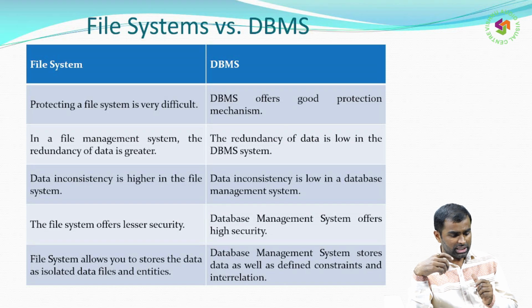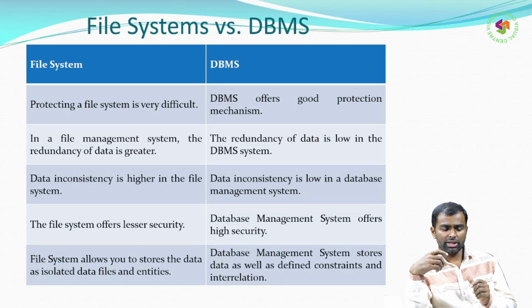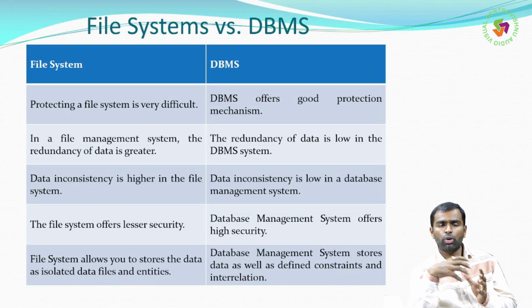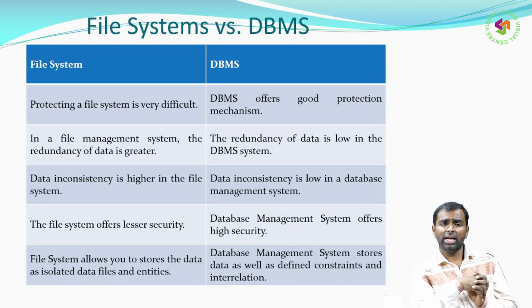Next, inconsistency is higher in the file system. So consistency is the main problem of the file system. The data is not consistent in the file system, whereas in DBMS we have consistency. That is the main property of the database management system.